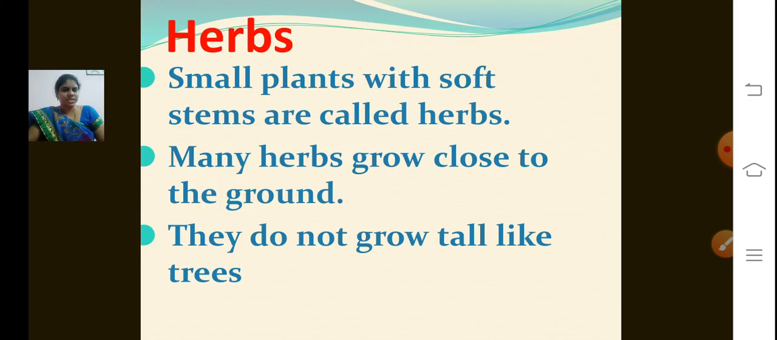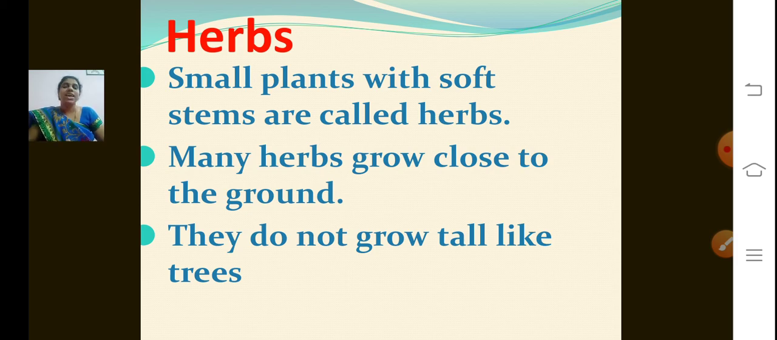What are herbs? That is also a small plant only, with soft stems. The stems will be very soft. Have you seen mint leaves? How are the stems? They are very soft, right? So small plants with soft stems are called herbs.